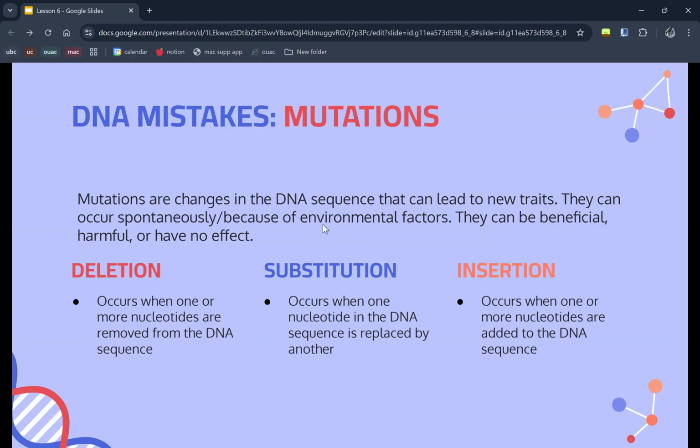So when one nucleotide in the DNA sequence is replaced by another. So for example, originally we had A, but then we replace it with G. That would be substitution. And then we have insertion. So this occurs when one or more nucleotides are added to the DNA sequence.